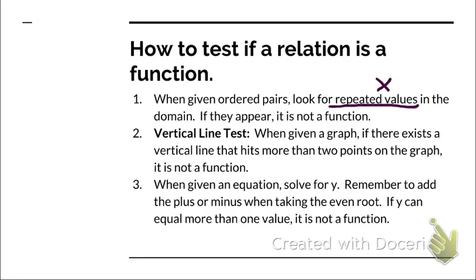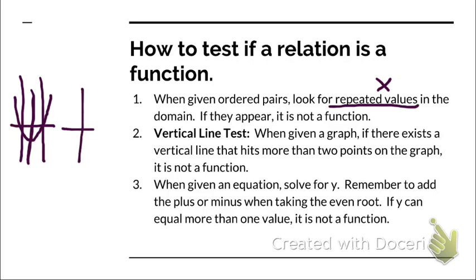If you have a graph, if there exists a vertical line that hits two or more points on the graph, it's not a function. So something like a parabola would be a function because no matter how many vertical lines you drew, it would only hit the parabola at one point. But if you had a sideways parabola, the vertical line would hit the function at 2 points. Therefore, it's not a function. So that's called the vertical line test.